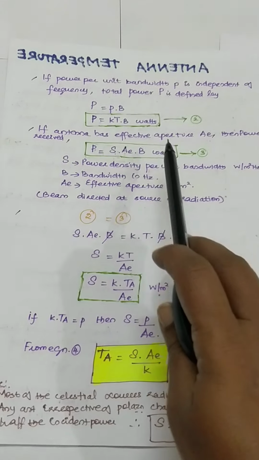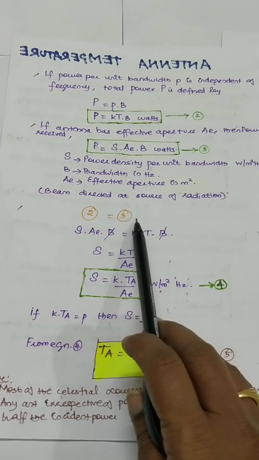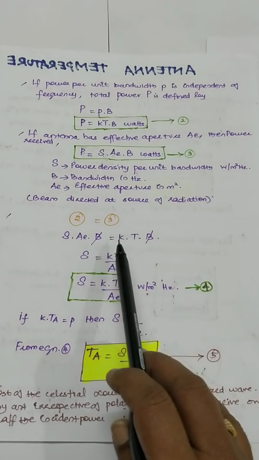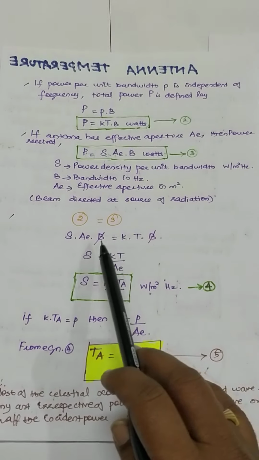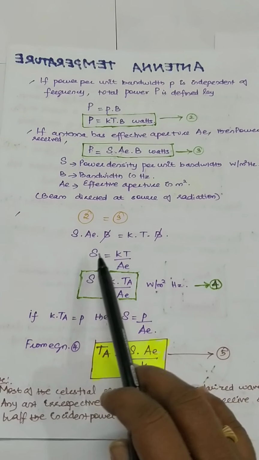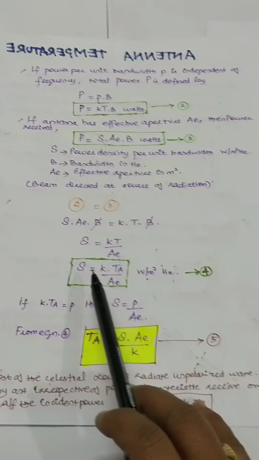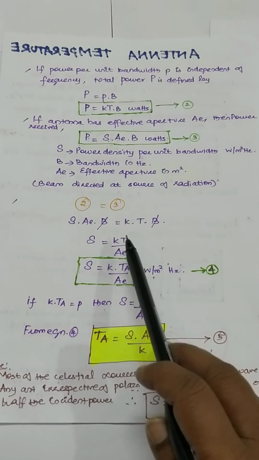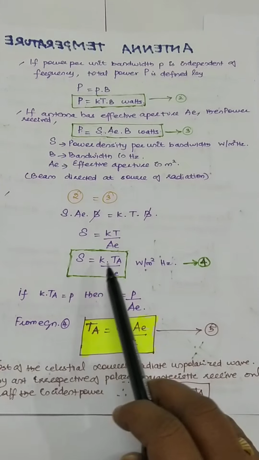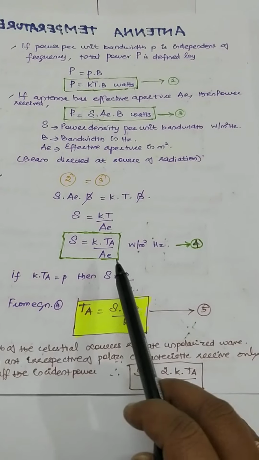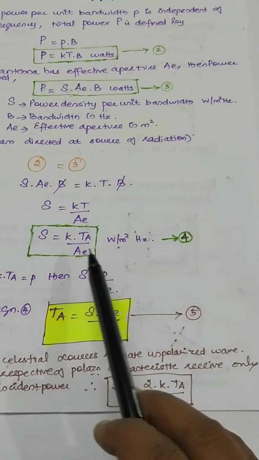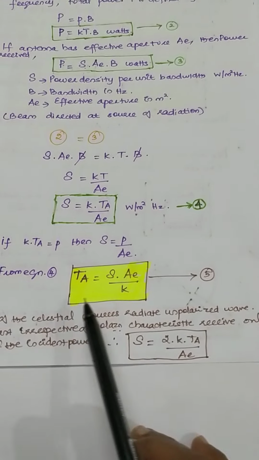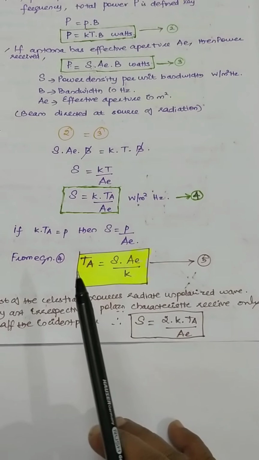Let me equate 2 and 3. What happens to the equation? S of AE into B is equal to K into T into B. Cancel out the like terms. You are left with S equal to KT divided by AE, or it is modified as S equal to, K into T is replaced by TA, antenna temperature, such that the equation takes the form TA equal to S into AE divided by K, which is called the equation for the antenna temperature.